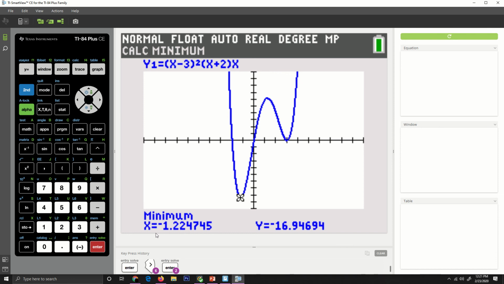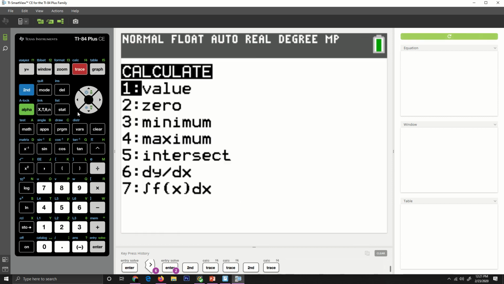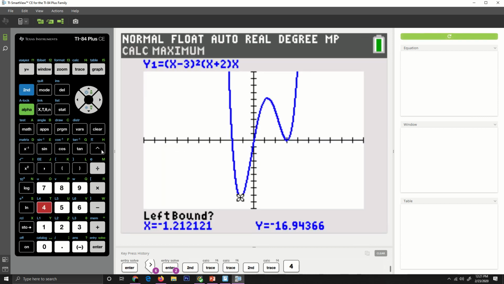And so this minimum value is going to be -1.225, comma, -16.947. And then if I wanted to find the maximum, I'm going to hit second, then that trace button. Oops, let's hit second and trace, hit it twice. And then I'm going to hit 4 for our maximum.